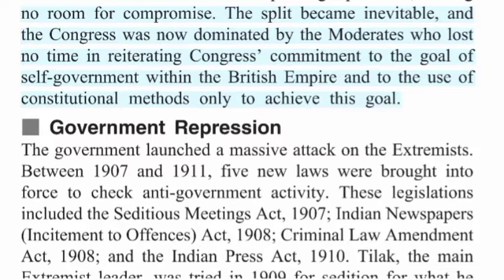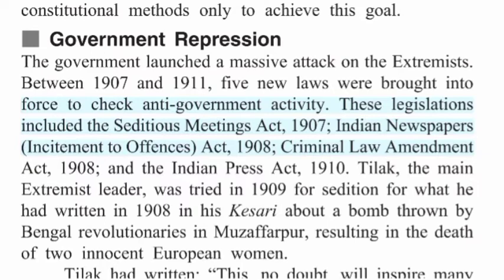Government repression. The government launched a massive attack on the extremists. Between 1907 and 1911, 5 new laws were brought into force to check anti-government activity. These legislations included the Seditious Meetings Act, 1907, Indian Newspapers, Incitement to Offences Act, 1908, Criminal Law Amendment Act, 1908, and the Indian Press Act, 1910.